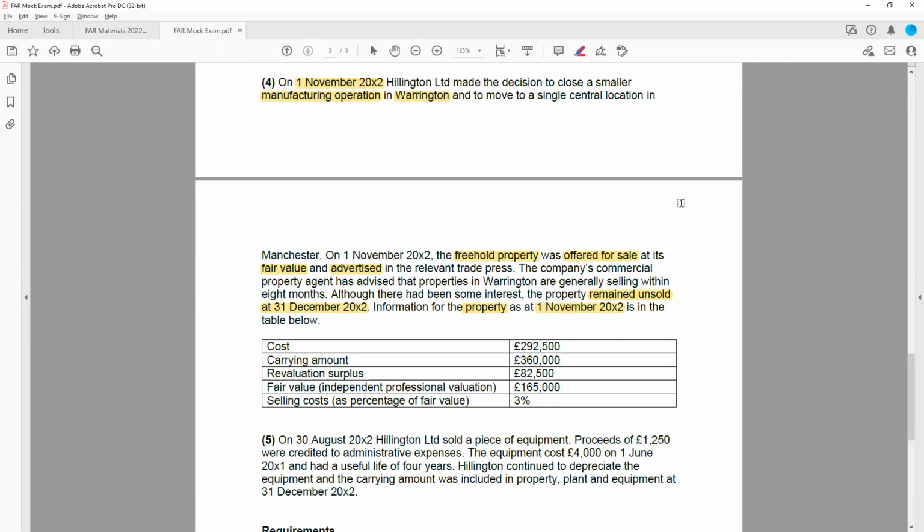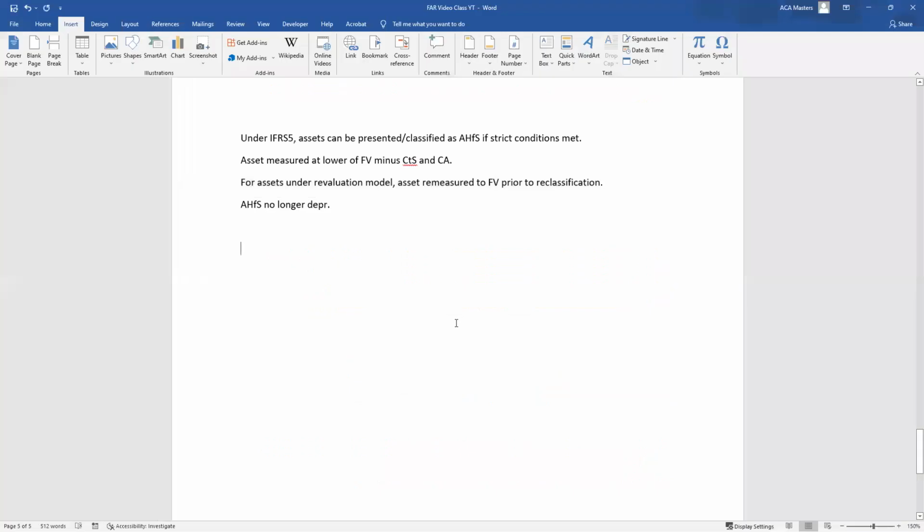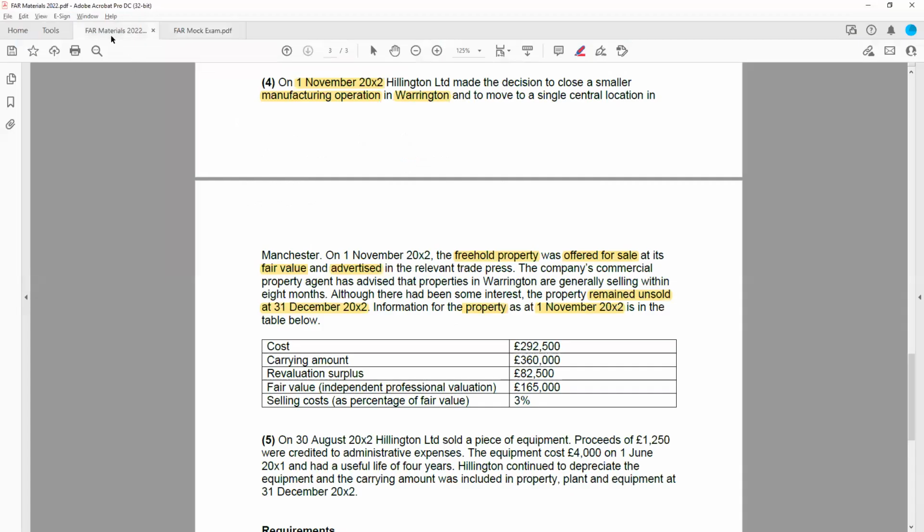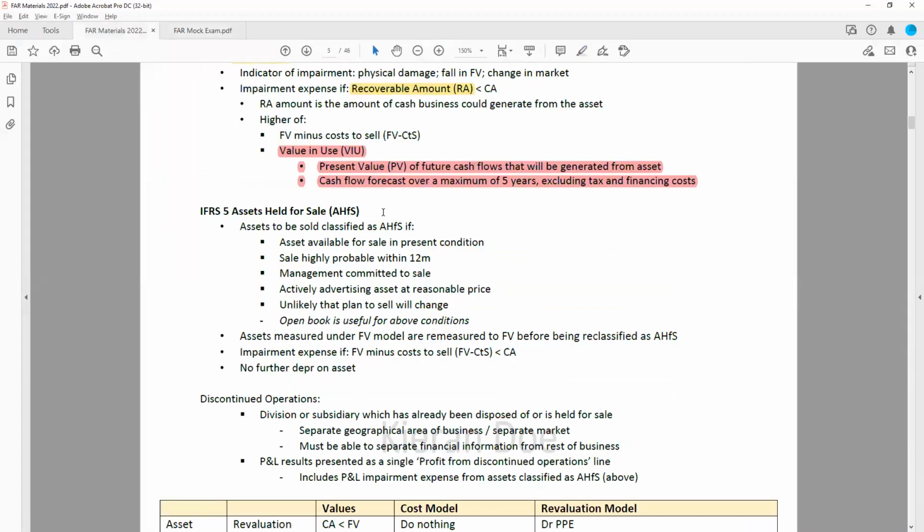So is it available for sale in its present condition? We're not told anything about that. It sounds as though they're kind of using it, it's been advertised at fair value. There's nothing to say that it isn't. So you could just put, asset appears to be available for sale in present condition. You could just put here, need to confirm, because I haven't explicitly confirmed that point there in the scenario.